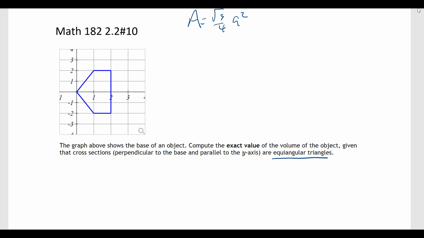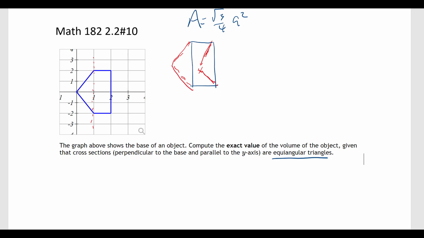So again, I would split this up into two parts. One has a constant length. That's this from 1 to 2. We have this rectangle base. And it's going to have an equilateral triangle. Right, and assuming that these were supposed to be the same lengths as the sides.